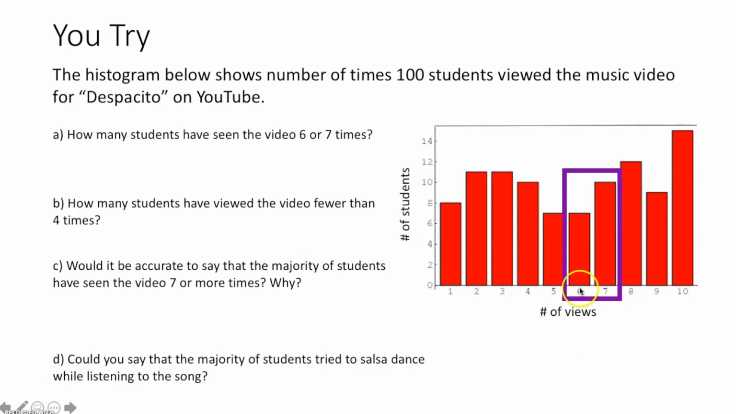So how many viewed it 6 times? That would be about 7. And then how many viewed it 7 times? That would be about 10. So 7 plus 10, 17 students.